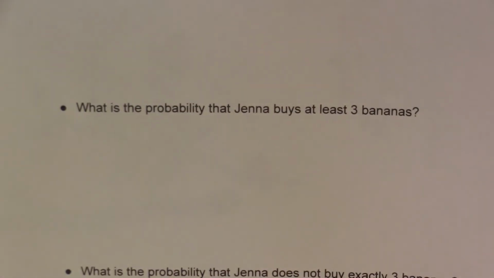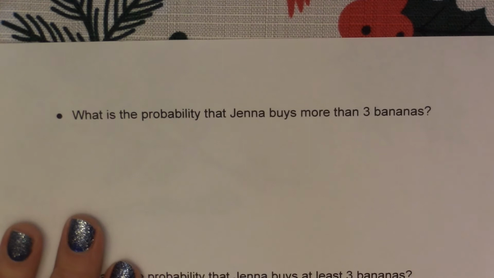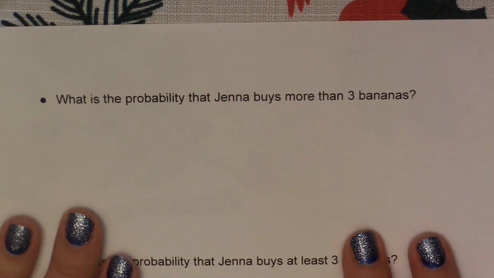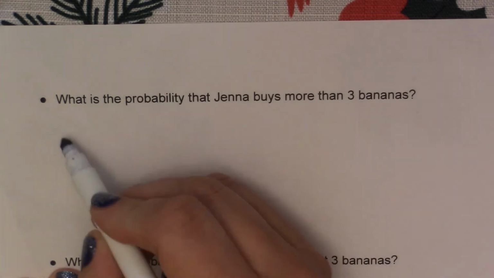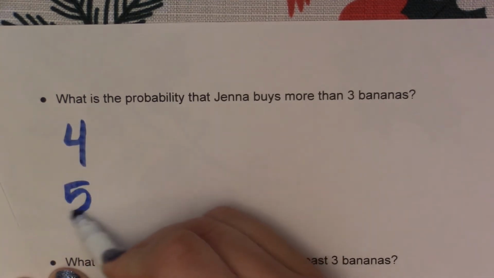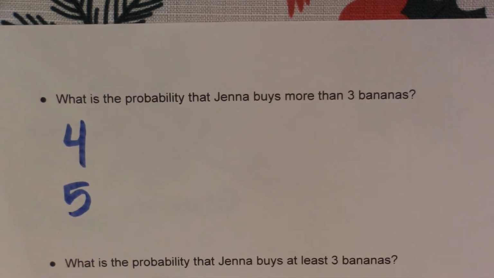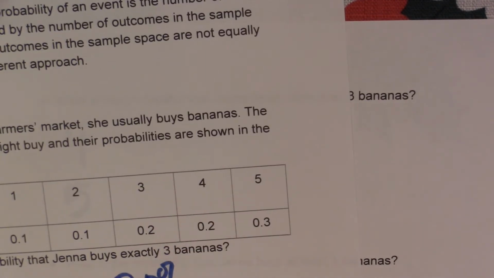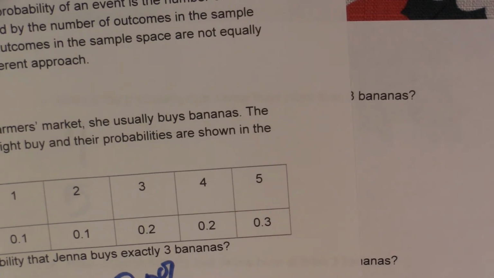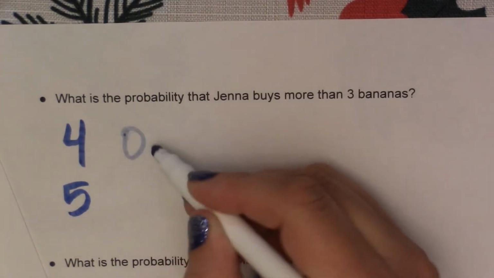Okay, so our next question says, what is the probability that Jenna buys more than 3 bananas? So this is where we're going to start to combine some probabilities. So she could buy 4 bananas or 5 bananas. So I'm going to go back to my table and then list out those probabilities. So for 4 bananas, it was 2/10 or 20%. So I'm going to put 0.2.